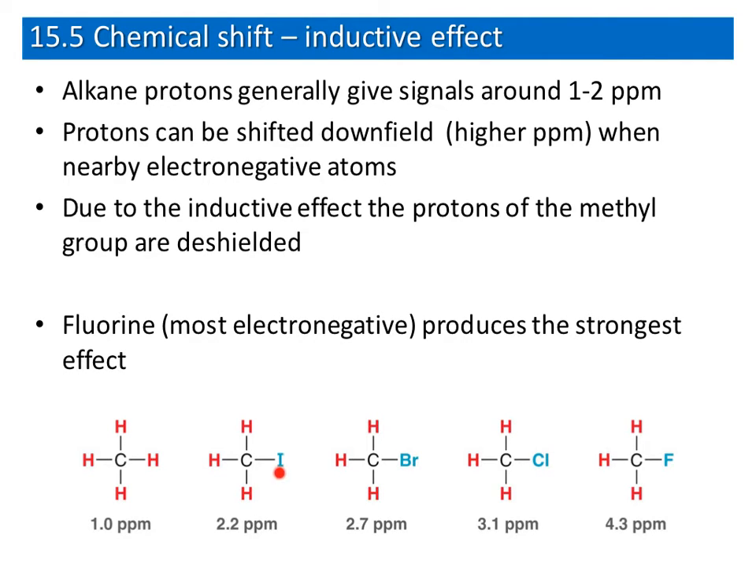So for example, iodine is more electronegative than hydrogen. Therefore, it will pull the electron density towards itself, which causes these hydrogens in methyl to be surrounded by less electron density, and they become more deshielded. And deshielded hydrogens appear at higher ppm. So the more electronegative the atom, the stronger that inductive effect would be, and we are going to see these protons appearing at higher ppm. Fluorine has the strongest inductive effect, and as you can see, the chemical shift increases here.